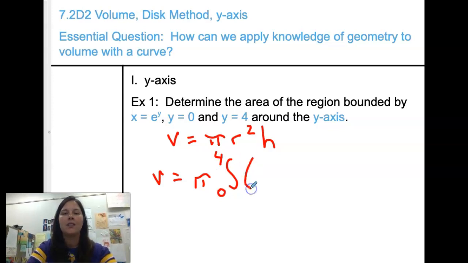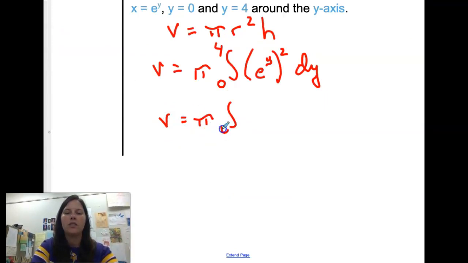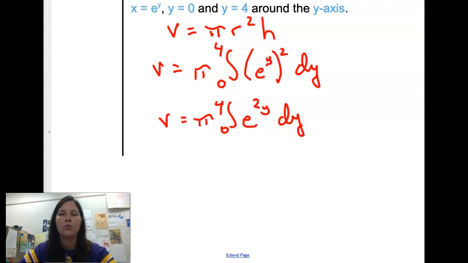The radius is still the function itself, so we have e to the y squared, radius squared, and this time our height is our little changes in y, or the dy's. We can go ahead and square our e function before we integrate. We have e to the 2y. Now you can use u substitution on this one, just let u equal 2y, or you can think about this as undoing the chain rule as you integrate, which is how I'm going to do this one.